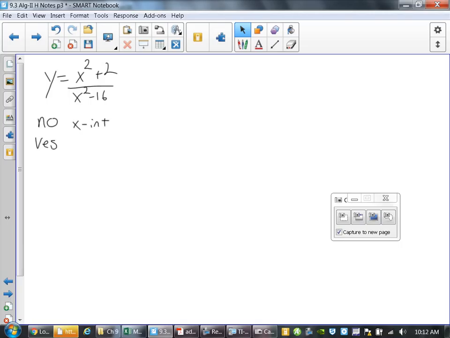Vertical asymptotes. Is it 4? 16. Plus or minus 4. Cody was so excited when he got that. I know. 16! I got it right. Hey, it's 90% how you sell it. And then horizontal asymptote. 1. Good. Why is it 1? Because the degrees are equal, so it's 1 over 1, which equals 1.